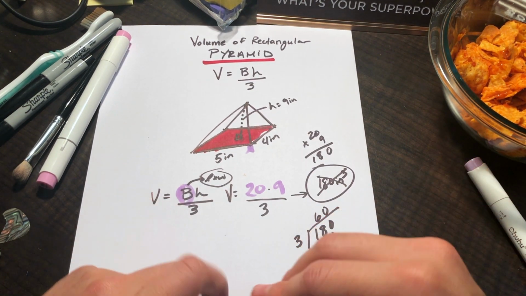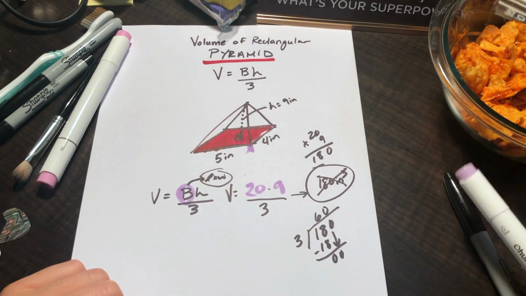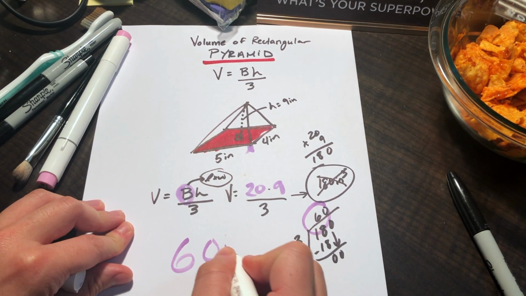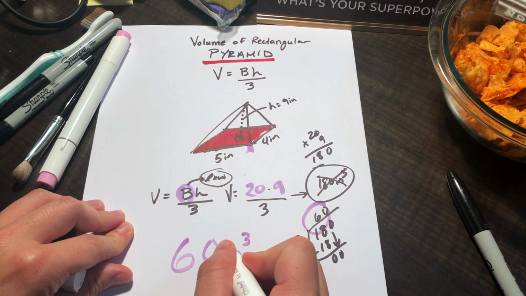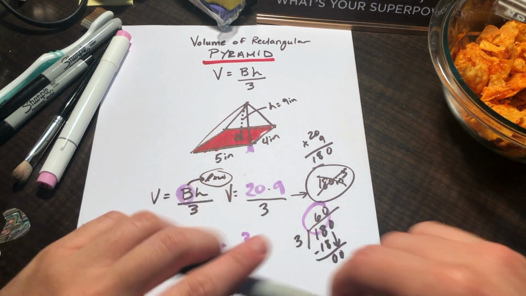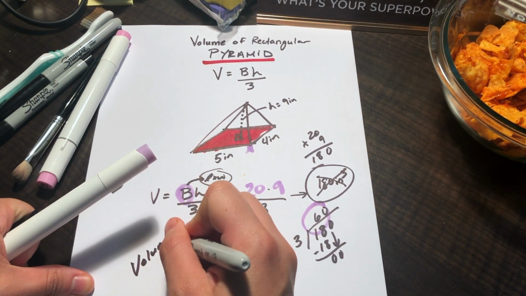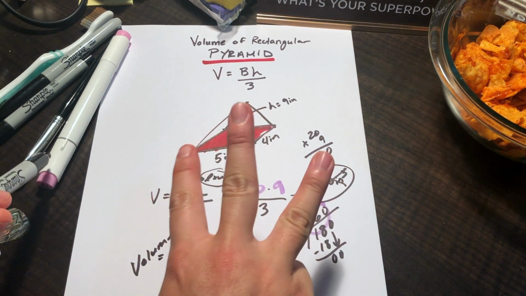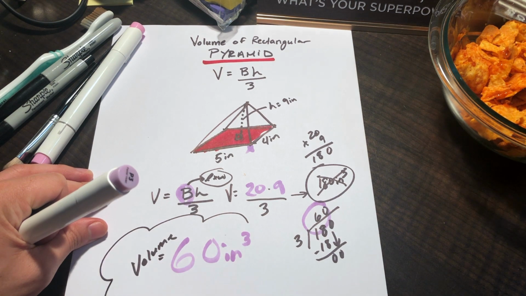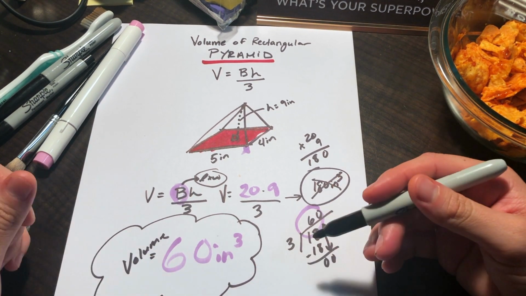So the answer for this problem is, well, what am I doing? All right. The answer to this problem is 60 inches cubed. Why cubed? Remember? Because we're not talking about area, we're talking about volume. And volume is not 2D. Volume is a 3-dimensional thing, a 3D shape. So we're looking at how much space it fills up. So there we go. The volume is 60 inches cubed of this pyramid.